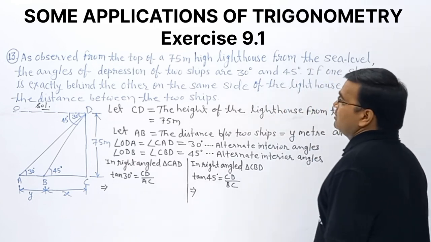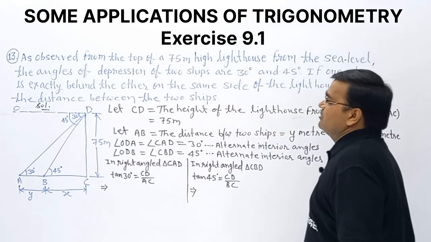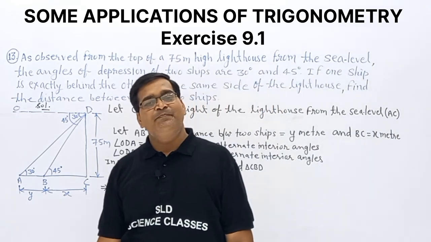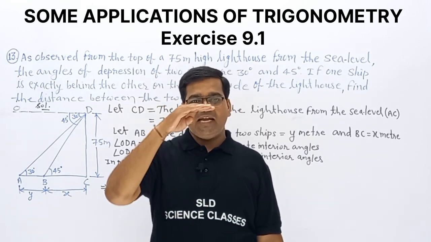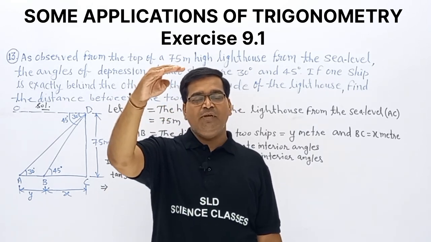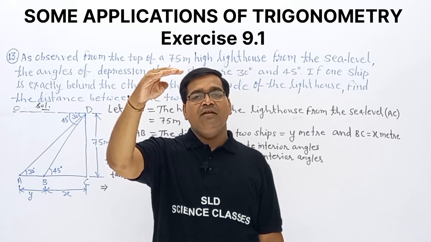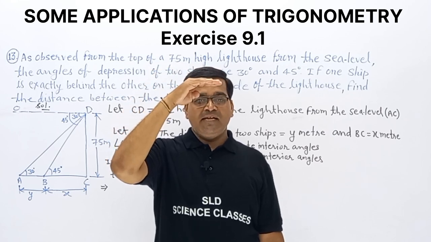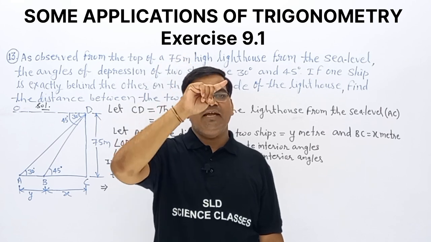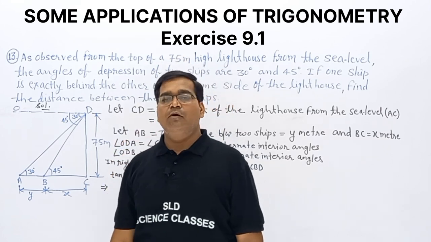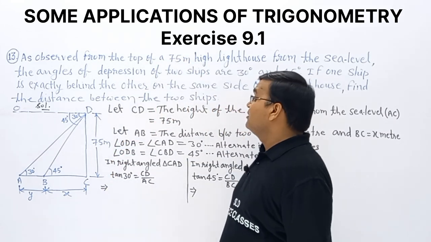Now, the angle of depression. Angle of depression means the angle below the horizontal line. We have a horizontal line. Once we lower our head, the angle between the line of sight and the horizontal line is called the angle of depression. Clear?